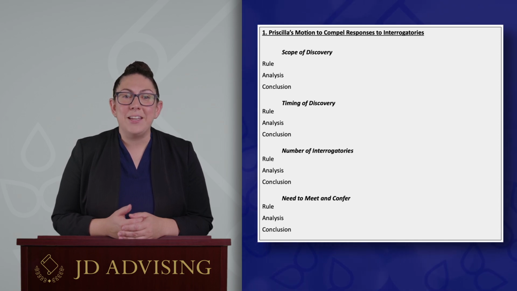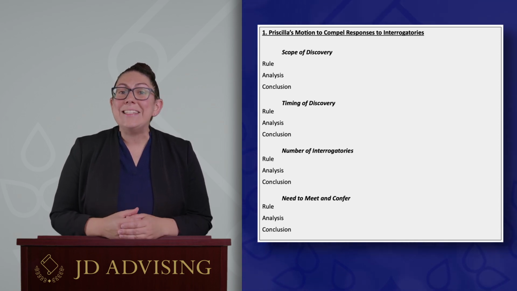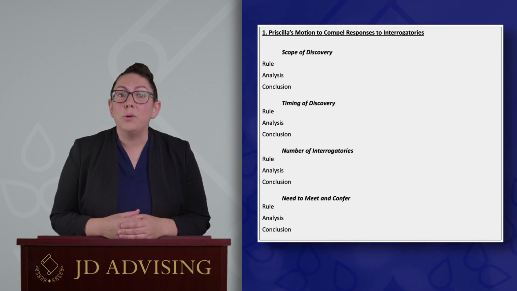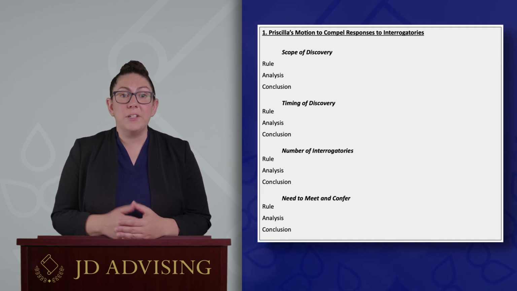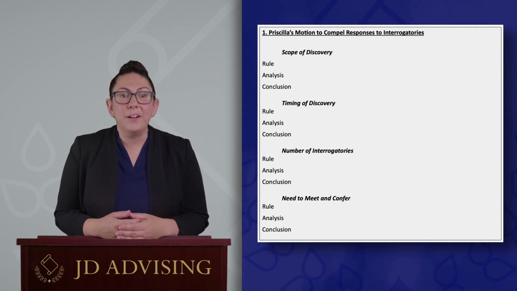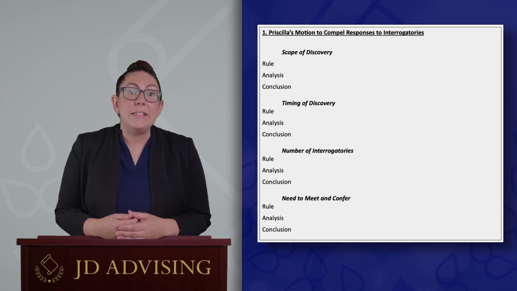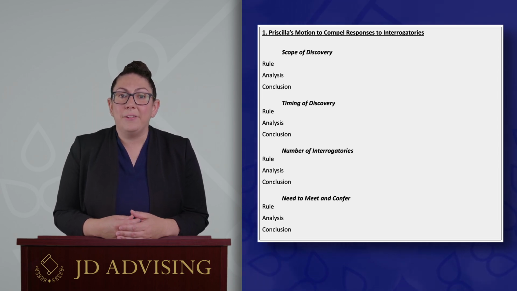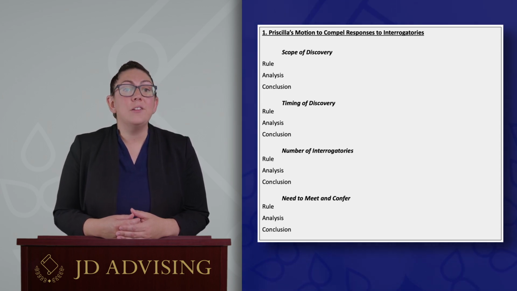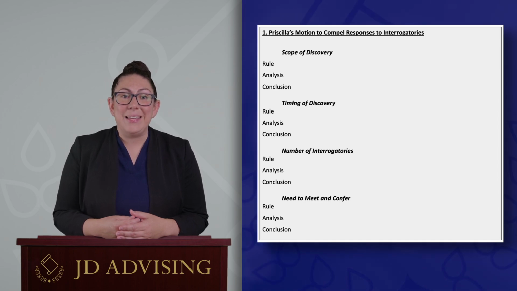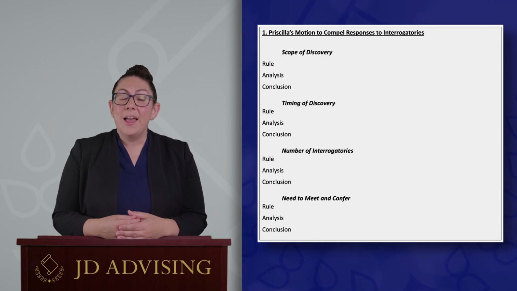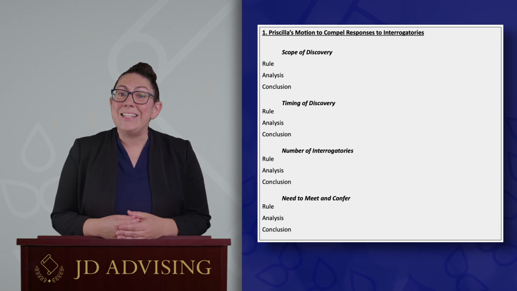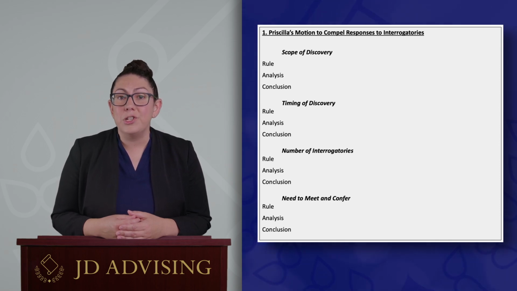The way to tell if something should be set up as a sub-issue is to ask yourself whether there is a specific rule for that issue. In this case, there is a rule for the scope of discovery. Things that are relevant and not privileged are discoverable. This is different from the rule on the timing of discovery. Discovery cannot start until the parties have a 26(f) conference. There's also a rule on how many interrogatories can be sent. The federal rules allow each party to send 25 interrogatories. And finally, there's a rule regarding the parties' need to meet and confer prior to filing a motion to compel.